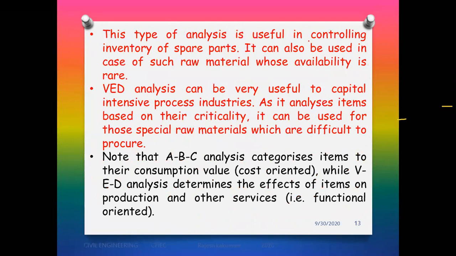This type of analysis is useful in controlling inventory of the spare parts. It can be used for a case such as raw materials whose availability is rare. VED analysis can be very useful to capitalize intensive process industries. So it can be used for those special raw materials which are difficult to procure. So remember, ABC analysis categorizes items by their consumption value, cost. While VED analysis is functional oriented, we take VED analysis based on usage. ABC analysis is cost oriented, whereas VED analysis we take as function oriented.